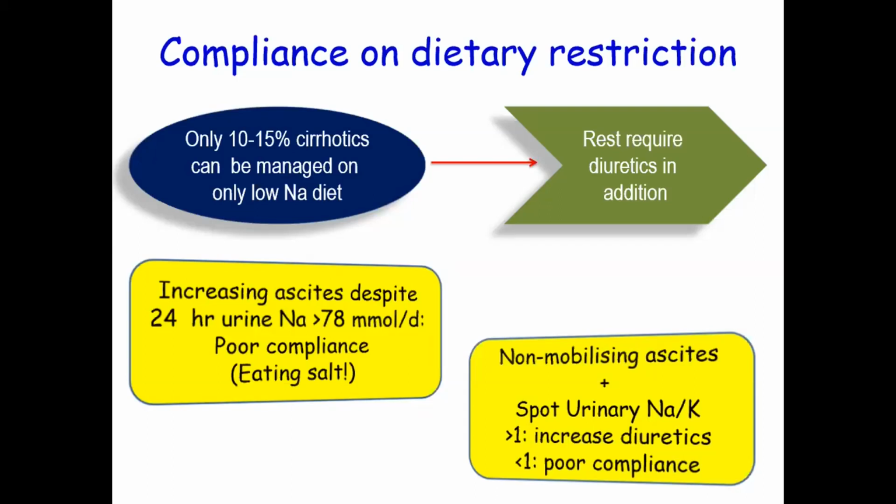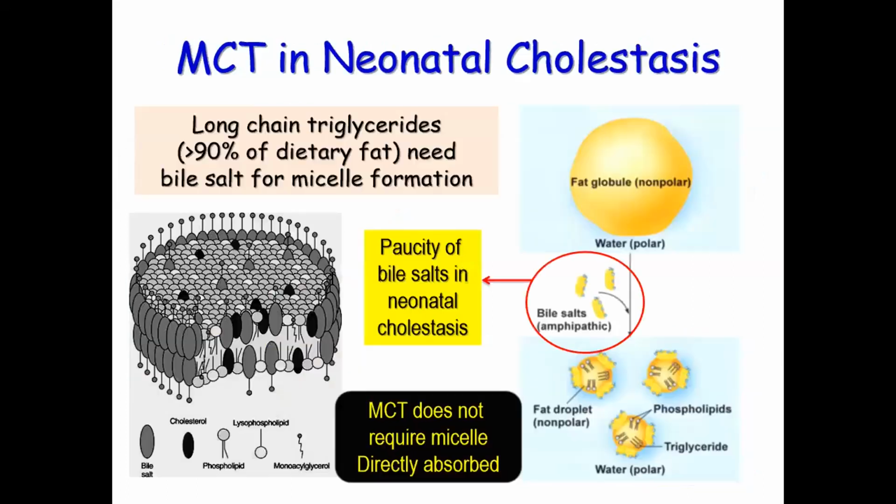And if you have a non-mobilizing ascites, but you have a spot urinary sodium to potassium ratio, and you find that it is less than 1, that means again that this patient is having a poor compliance. So these are some bedside tests that we do to see whether the patient is telling the truth or not.